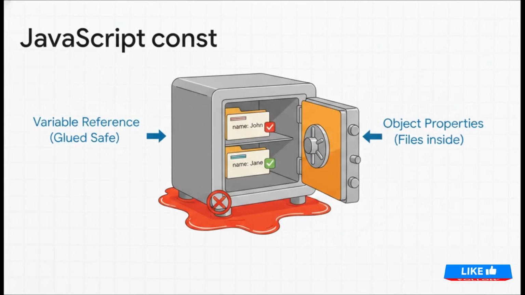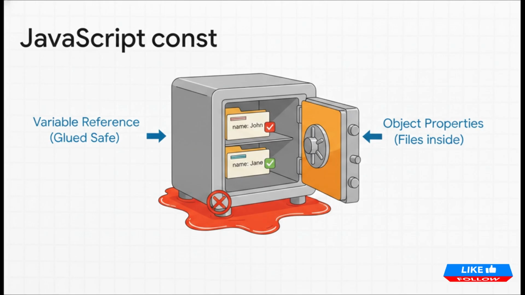Here is the grand illusion of JavaScript's const keyword. Yes, it's block scoped, and yes, it absolutely prevents variable reassignment. If you declare a variable with const user equals an object with name John, you cannot later say user equals an object with name Jane. It actively stops you from assigning a totally new object to that variable name.